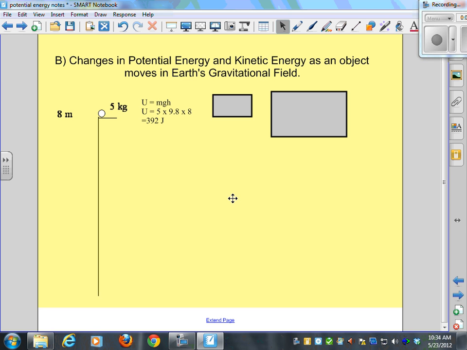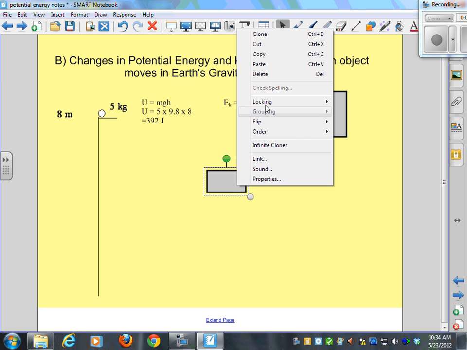Now, as that thing falls, the total energy should do what? Total energy. Well, I guess the next question is how much kinetic energy does it have? Zero. It's sitting on a ledge. It has 0 joules of kinetic energy, right?